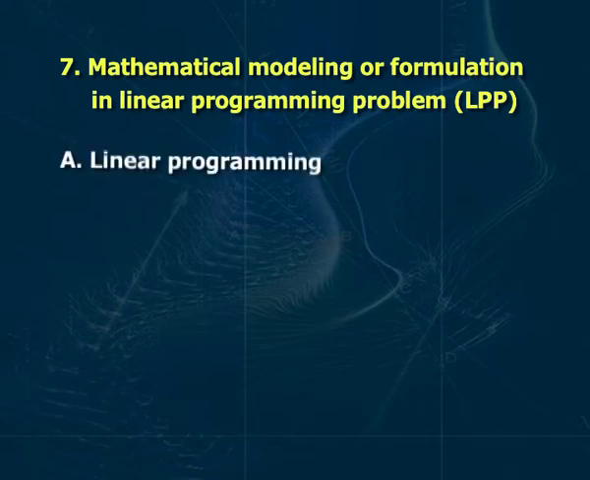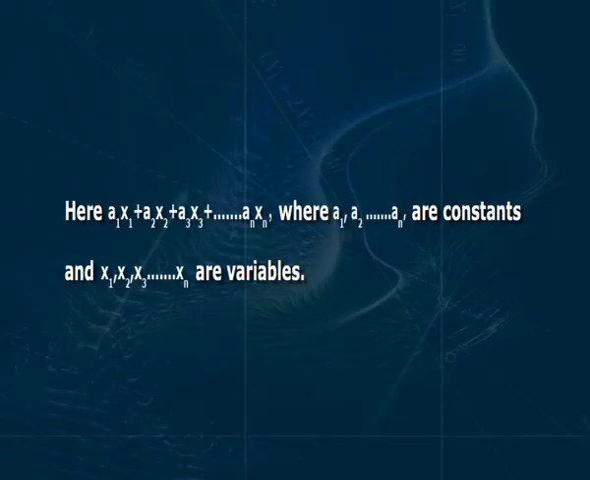A linear programming is a technique for determining an optimum schedule of interdependent activities in view of available resources. Here a1x1 plus a2x2 plus a3x3 plus up to anxn, where a1, a2, an are constants and x1, x2, x3 up to xn are variables.